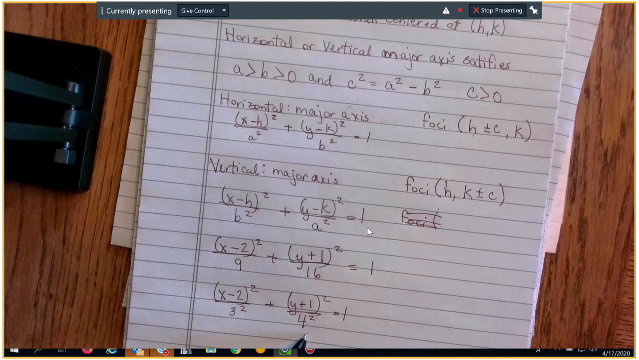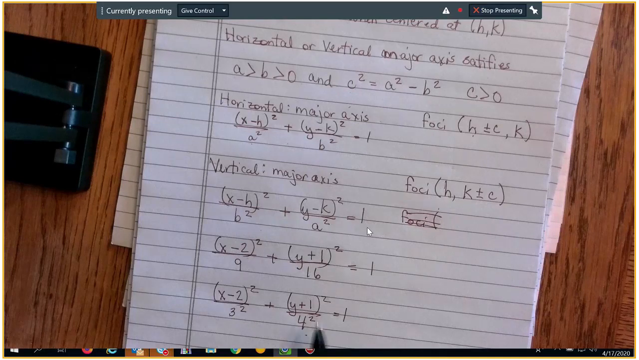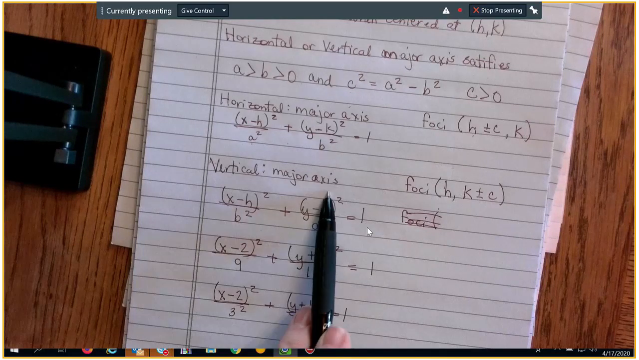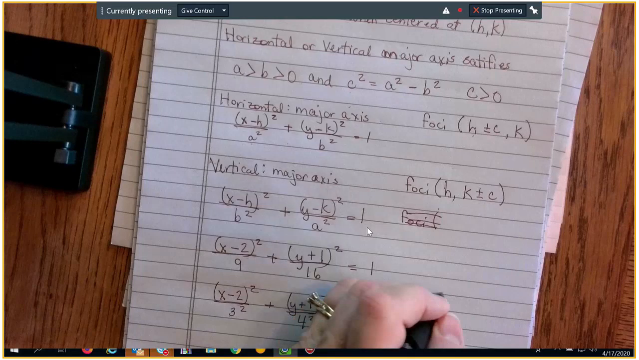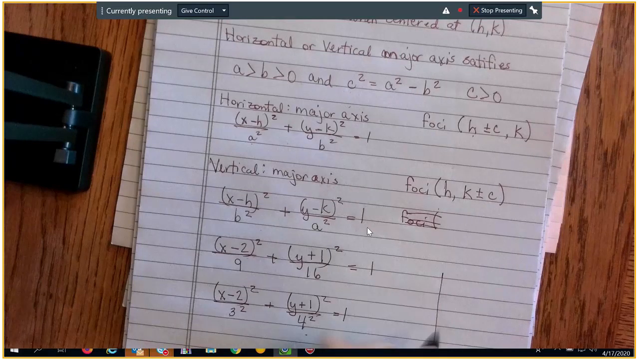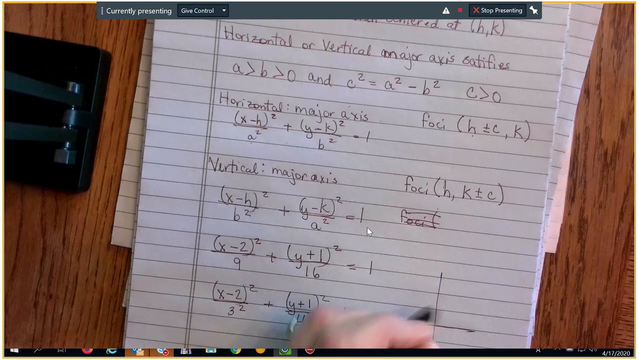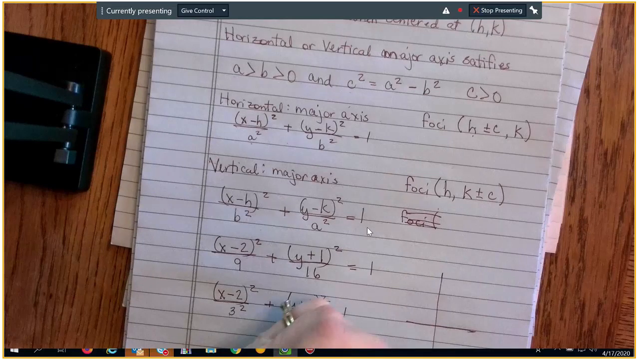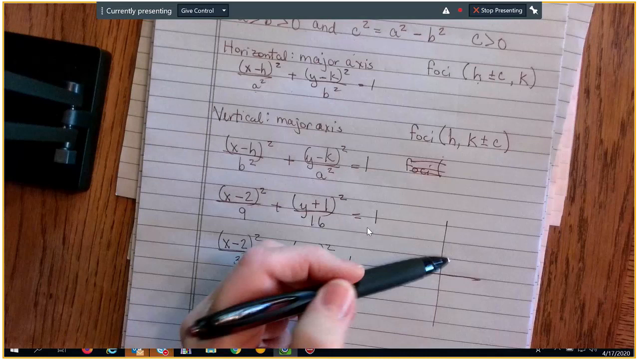Now, which one is the larger number in the denominator? The 4 is the larger number. So that lets us know that the major axis is going to be the vertical axis. That means our ellipse is going to be going long ways this way.